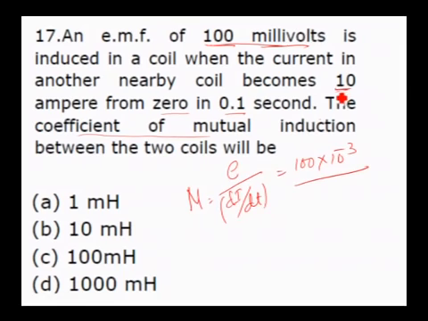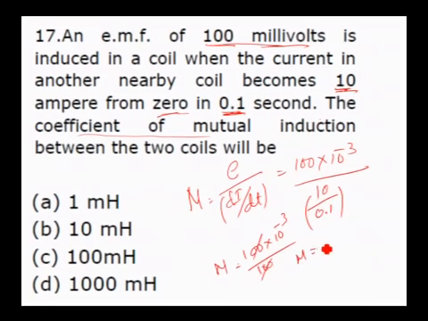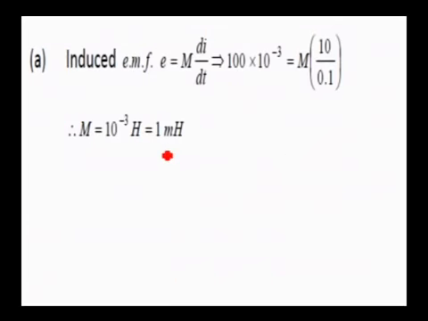Look, the current is changing from 10 to 0 in a span of 0.1 second. So di by dt will be 10 divided by 0.1, which is 100. It is 100 into 10 power minus 3 divided by 100. This gets cancelled. So M becomes 10 power minus 3 Henry, which is 1 millihenry. So E is M di by dt: 100 milli, change in current is 10 to 0, the time interval is 0.1, the mutual inductance will be 10 power minus 3 Henry, that is 1 millihenry.